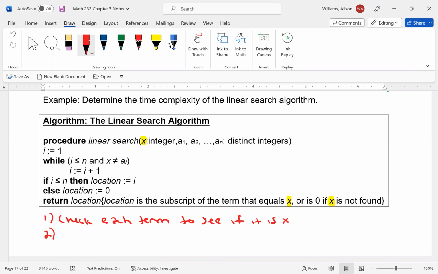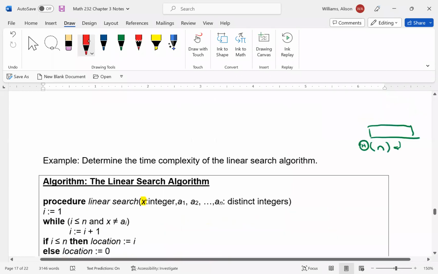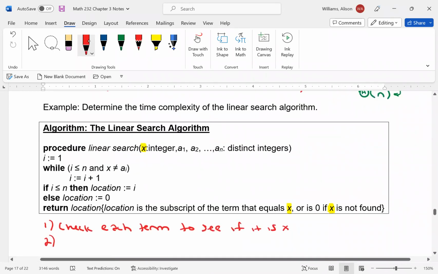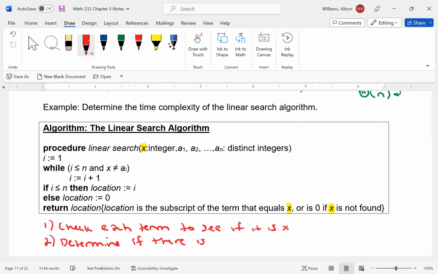We see again if there is another term. How did I word that just a second ago? Determine the next term. Determine if there is another term. So you have to figure out if you have more terms to compare it to.